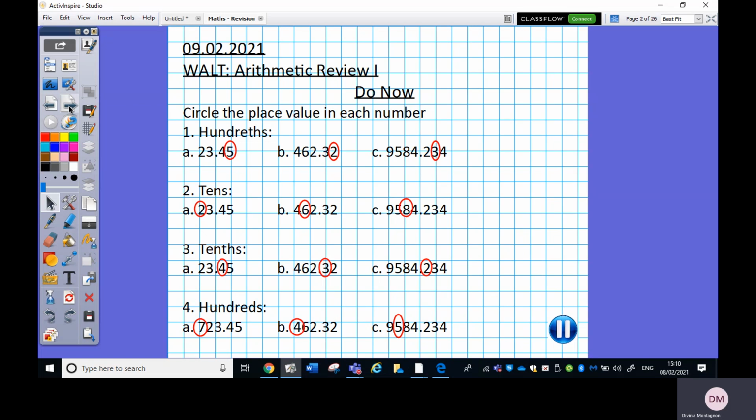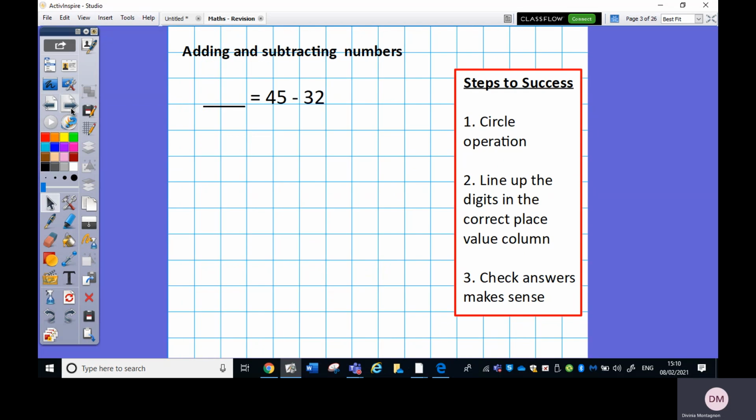Fantastic. So today we're just going to go through some arithmetic review. It's been quite a while, so let's take a look. Here we're going to add and subtract numbers. Here are our steps to success. Number 1 is circle the operation. Number 2, line up the digits in the correct place value column. And number 3, check answers make sense.